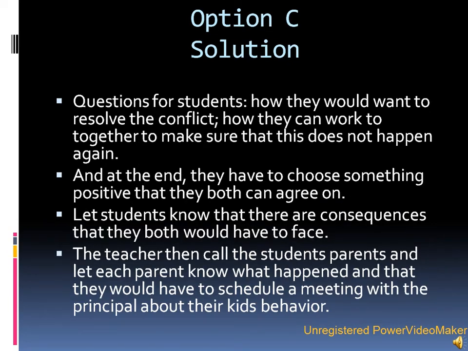Option C, solution. Questions to students: how they would want to resolve the conflict, how they can work together to make sure that this doesn't happen again, and at the end, they have to choose something positive that they both can agree on. Let students know that there are consequences that they both would have to face. The teacher then called the students' parents and let each parent know what happened and that they would have to schedule a meeting with the principal about their kids' behavior.